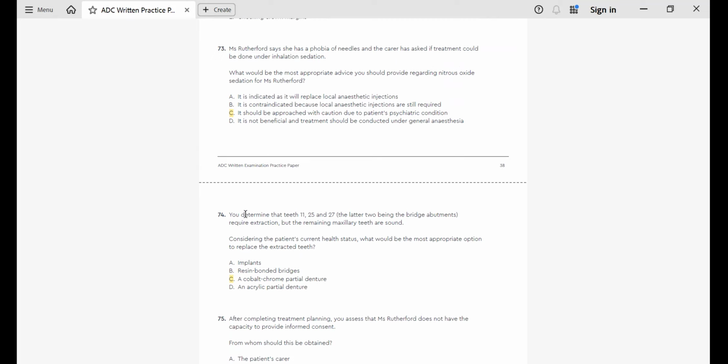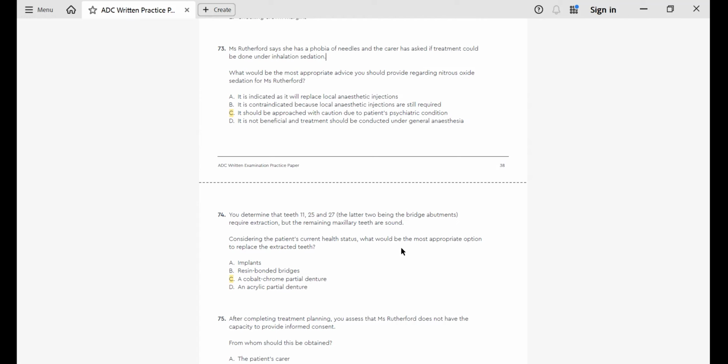For question 74, when can we choose acrylic if she has acquisition, a better option than cobalt? The thing is that you will be making sure that once you extract, the periodontal condition is stable, and then you will give them a denture, right? Now, let's say the patient's carer or the patient themselves has said that they have financial constraints, then automatically it goes to an acrylic partial denture, all right? But usually it's not the first choice.